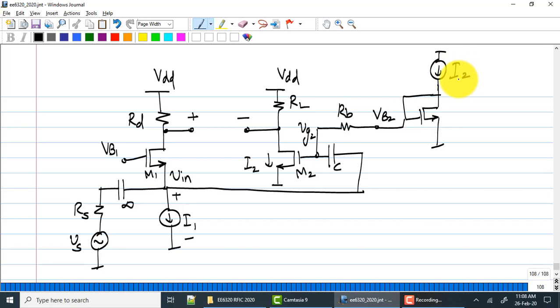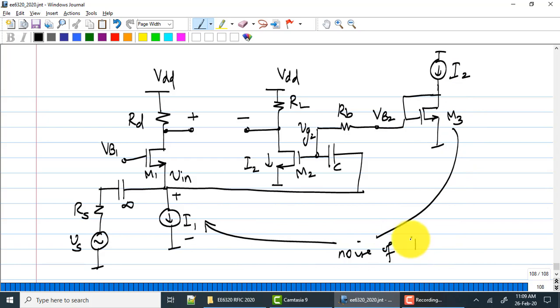So let us make our job a little bit simpler. You folks can add the noise from the current sources to make the noise figure expression a little bit more accurate. So right now, additional noise from I1 and M3 we will say is part of the homework. So your noise figure will get a little bit degraded. Okay.